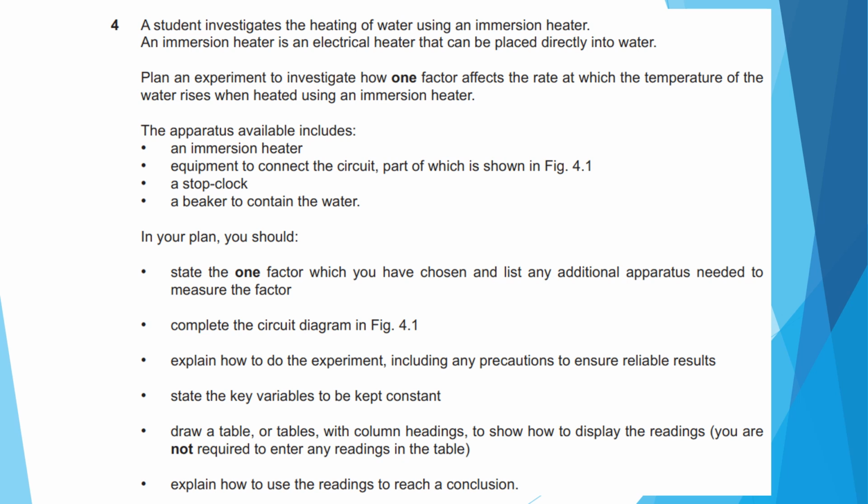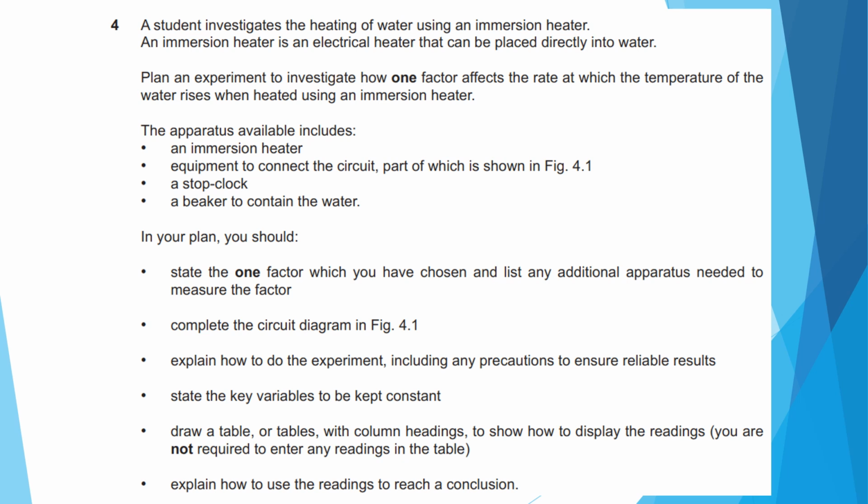We need to clearly know what the dependent variables, independent variables, precautions, and the diagram or schematic circuit are for that particular experiment. A student investigates the heating of water using an immersion water heater. An immersion heater is an electrical heater that can be placed directly into water.